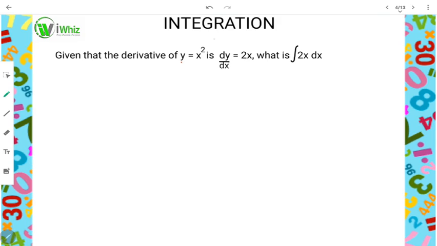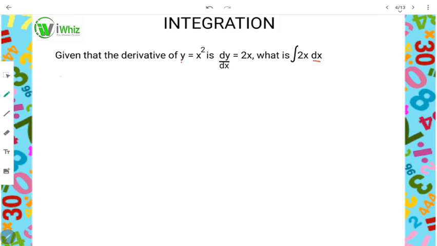Remember that when we worked with derivatives, we say that a derivative is denoted by dy over dx, which means the function of y in terms of the derivative of x. We want to know what is the integral of 2x dx, meaning that that part represents the function. So what can we look at?